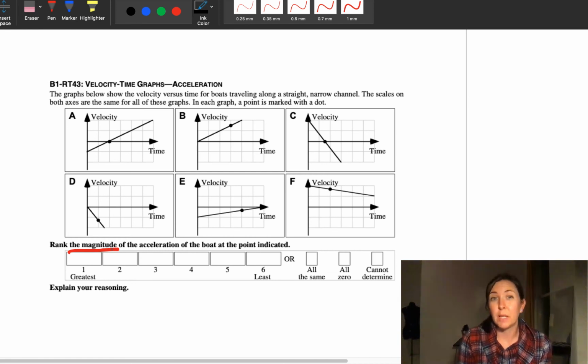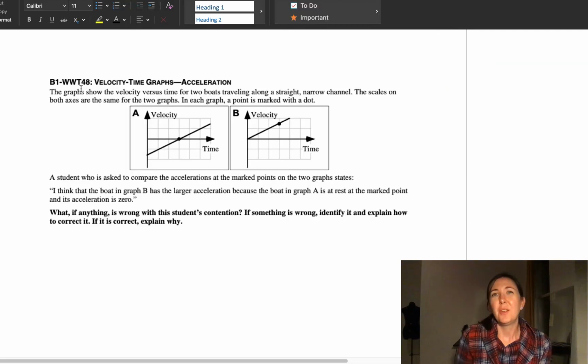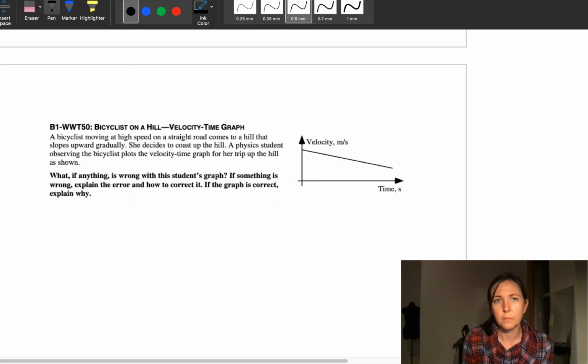Again, we're just ranking the magnitude of the acceleration here. Remember, on a velocity versus time graph, the slope is the acceleration. The slope of a velocity versus time graph is the acceleration. You need to know the same thing for this question.